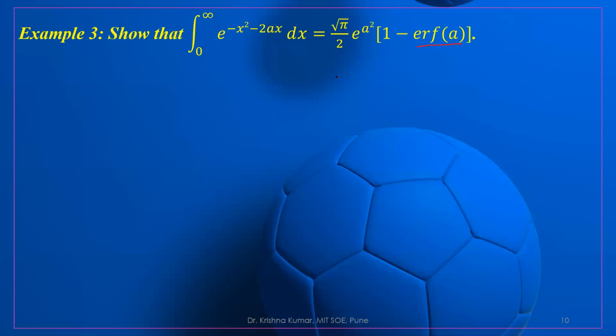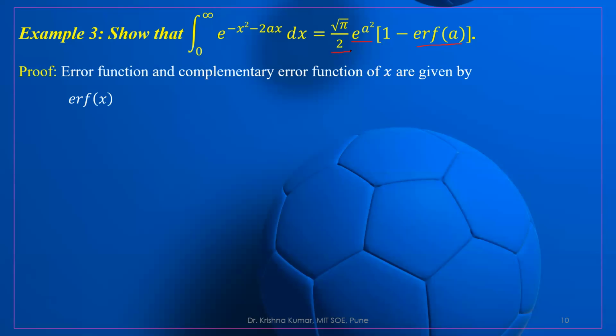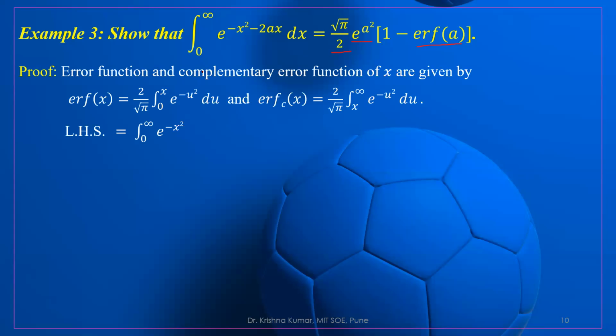So let us look here. Here root pi upon 2 and e to the power A square are given. Now what we are doing, let us take the left hand side. First we define the error function and its complementary error function. Okay, and let us take the left hand side. Just look here. What we are doing is adding and subtracting A square.